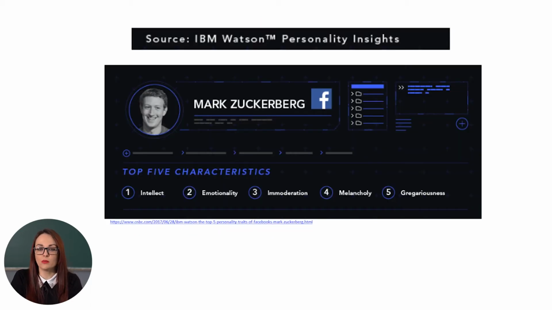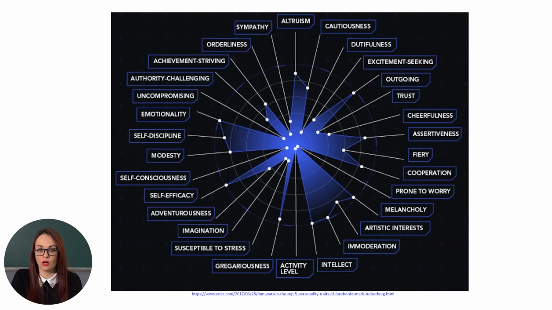According to IBM Watson Personality Insights, the top 5 characteristics of Mark Zuckerberg's personality are intellect, emotionality, immoderation, melancholy, and gregariousness. In this picture, according to the same survey, you can see some other characteristics that Mark Zuckerberg possesses. If you were to look at these characteristics, which do you think are the most underdeveloped ones? Why do you think Mark Zuckerberg fails at some characteristics and excels at others?